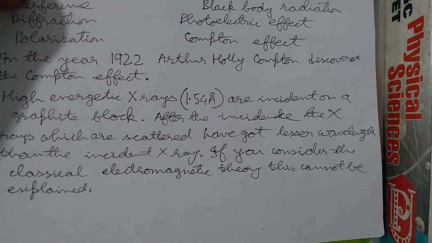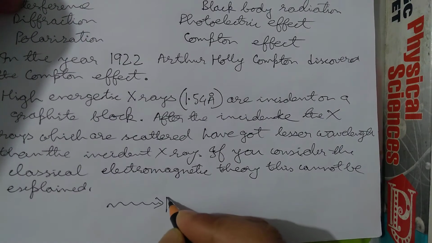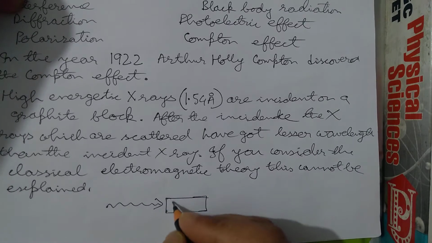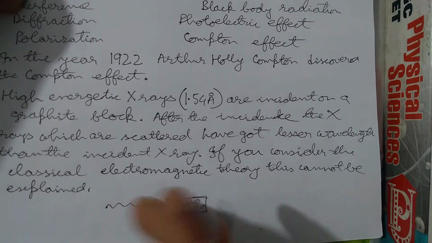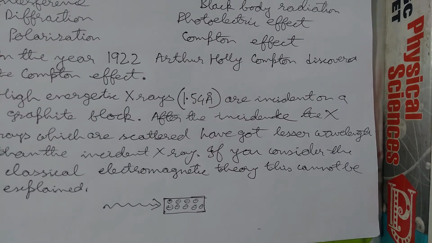Because according to the classical electromagnetic theory, suppose this is an X-ray. Okay, it is colliding with the graphite block. So there are, say, electrons here. There are electrons like this. Okay, so when the graphite block is colliding, now there are the outermost electrons. The outermost electron, it will be easier to take it out.